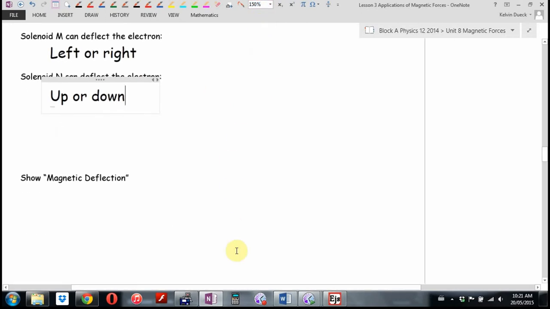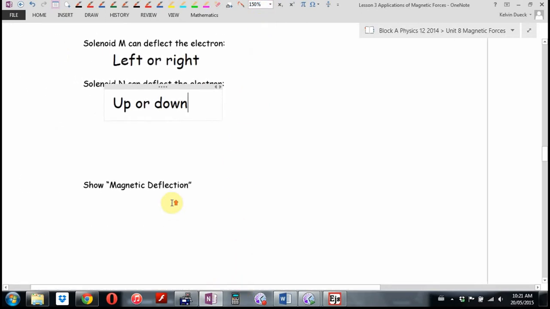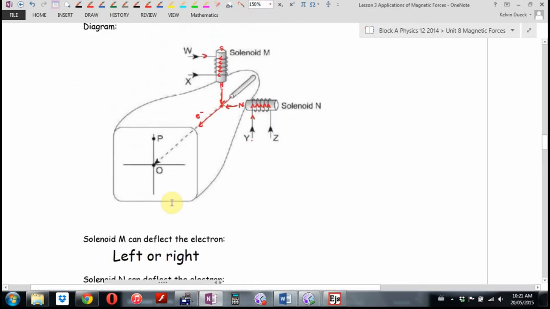And this is how TVs worked. This is how TVs worked until the new flat screen plasma. Okay, that works totally different, and I think I have a video later to show you how that worked. But for now, the old style monitors, and you still see some of those computers kicking around, that's how they worked. A cathode ray tube with a pair of solenoids deflecting them.